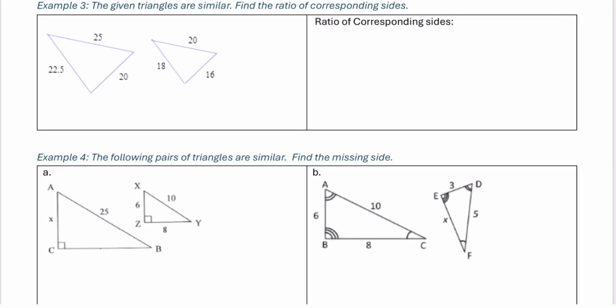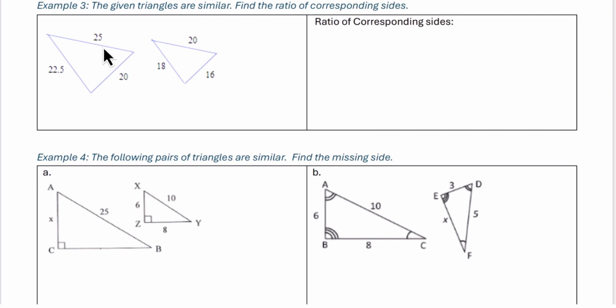In example 3, we are told that the triangles are similar. We want to find the ratio of the corresponding sides. We can do this multiple different ways. Notice the orientation of the triangles in this case is the same. Sometimes the triangles will be rotated in some manner like we see down here, so we do have to make sure that the orientation is correct first.